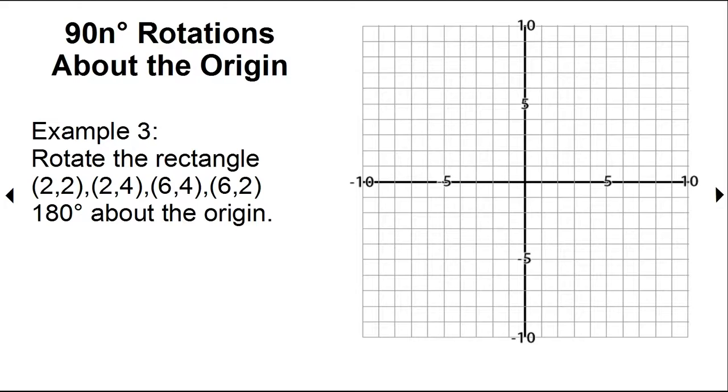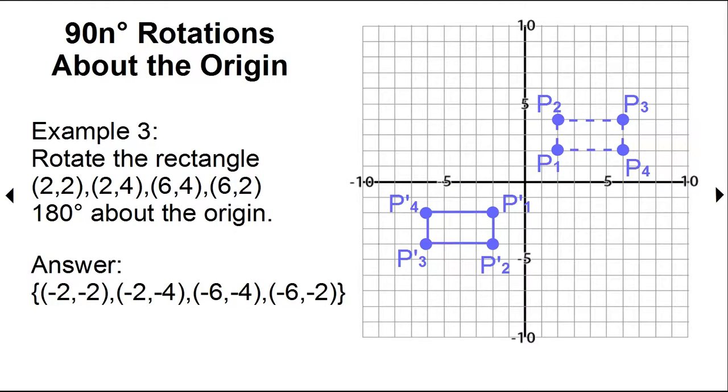In this example, we need to rotate a rectangle. So our first job is to plot the points, and I recommend connecting them with a dashed line. 180 degrees is the exact opposite. So before we started going right, now we start off going left to find P1 prime. So P1 was out 2 over 2, P1 prime is out 2 over 2. P2 is out 2 over 4, P2 prime is out 2 over 4. We do the same thing for P3 and P4, and connect our dots, and here's our answer.